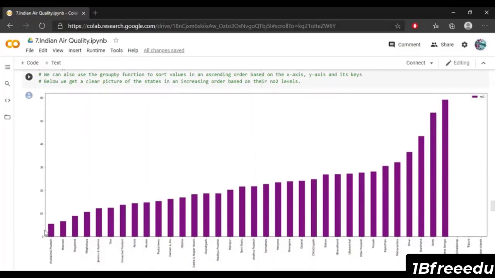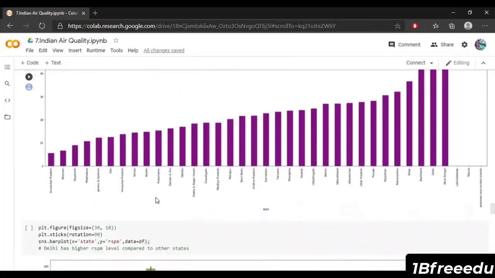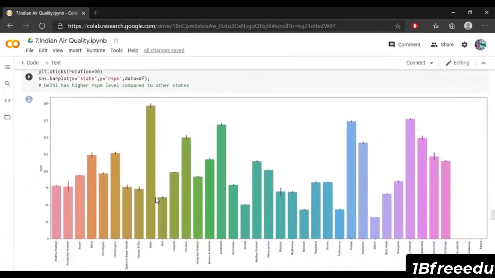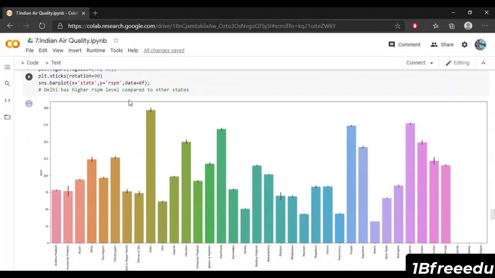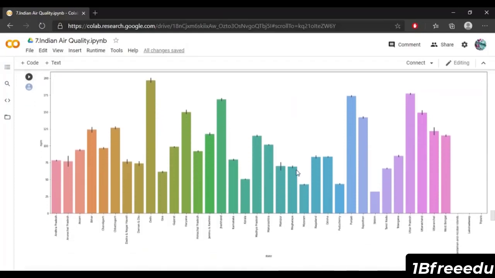As you can see over here, Arunachal Pradesh has the least amount of NO2 level, and West Bengal has the highest, followed by Delhi, then Jharkhand in third place, followed by Bihar. So this is a better plot compared to the previous one, as it gives us a clear picture. And over here again we have used the state on the x-axis, and here we have given the RSPM on the y-axis. Here we can see Delhi again has the highest RSPM level, and the least amount of RSPM can be found in Sikkim.